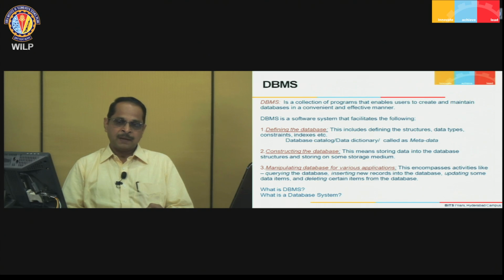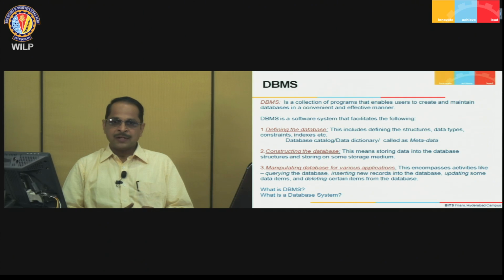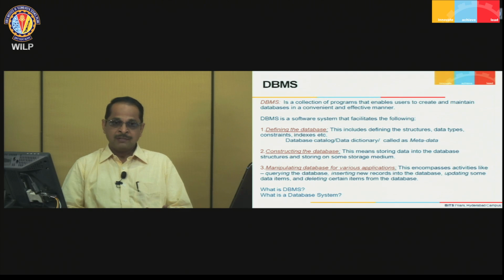We can define the database, that is the first purpose, functionality. Next we can construct the database, then we can manipulate the database for various applications. What do we mean by defining the database? This includes defining the structure for the databases and basically how data need to be stored in the database, and then what are the data items that need to be stored, and what are the data types of the items that are being stored, what are the various constraints that need to be enforced on the data items, and what are the indexes, all these things.